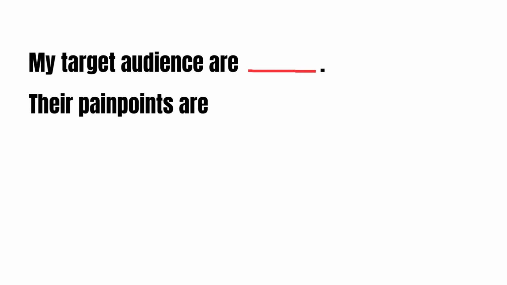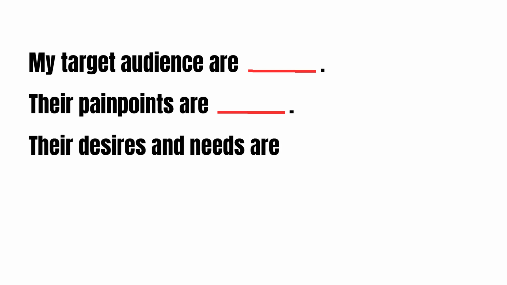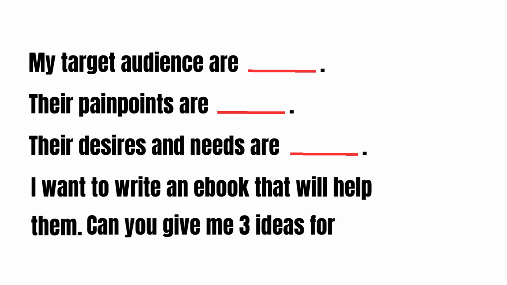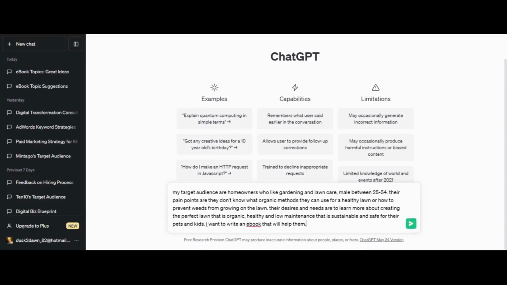So now I can go to ChatGPT, and here's the prompt that I will enter. My target audience are blank. Their pain points are blank. Their desires and needs are blank. I want to write an ebook that will help them. Can you give me 3 ideas for ebook topics? So I will type this into the prompt and it will rapidly spit out 3 ideas.